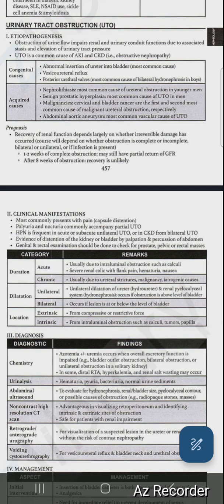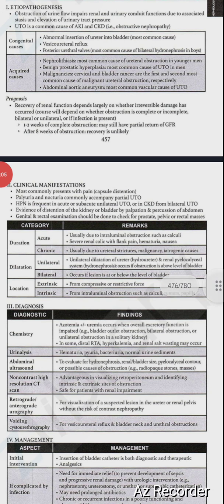Prognosis. Recovery of renal function depends largely on whether irreversible damage has occurred. The course will depend on whether the obstruction is complete or incomplete, bilateral or unilateral, and if infection is present. 1 to 2 weeks of complete obstruction may still have a partial return of the GFR. After 8 weeks of obstruction, recovery is unlikely.